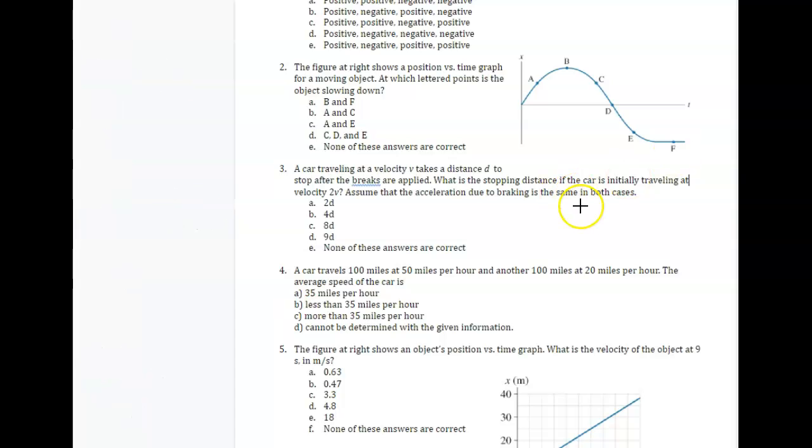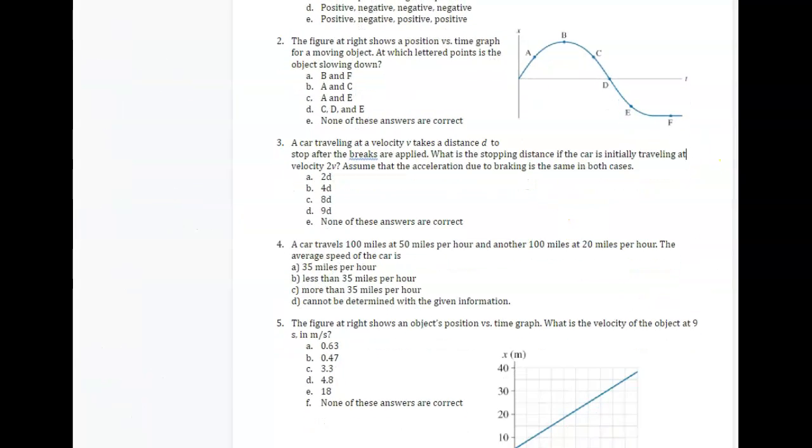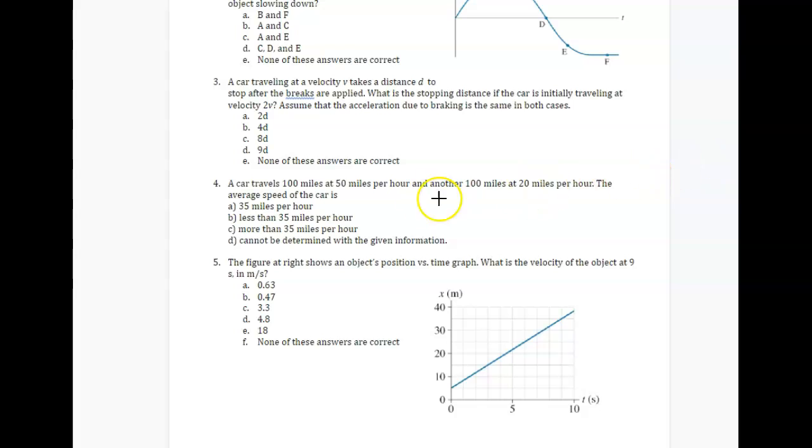We got one left. The figure at right shows an object's position versus time graph. What is the velocity at 9 seconds? So right here, it's 9 seconds. Remember, again, the slope on a position time graph is equal to velocity. So basically, we just want to find the slope here. Since it's a straight line, the slope's the same everywhere. That makes it easy. So I have 0, 5 for 1 point.